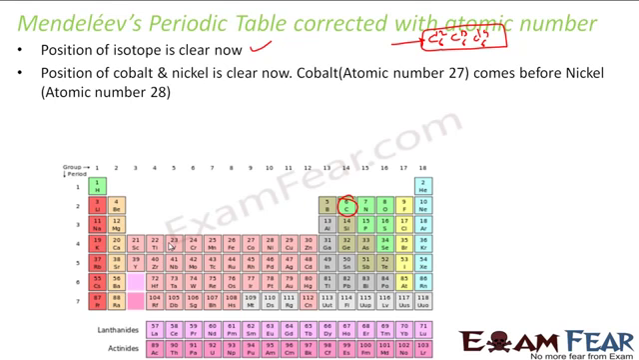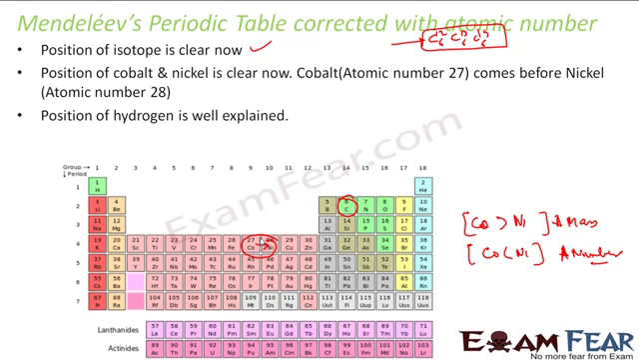The position of cobalt and nickel is clear now. You see, cobalt and nickel are now properly arranged, right? When you talk about the atomic number, they are properly arranged: 27 and 28. When you talk about the atomic mass, there is some confusion, because the atomic mass of cobalt is more than the atomic mass of nickel. But when you talk about atomic number, cobalt is less than nickel. Since I'm using atomic number now, this issue is all resolved.